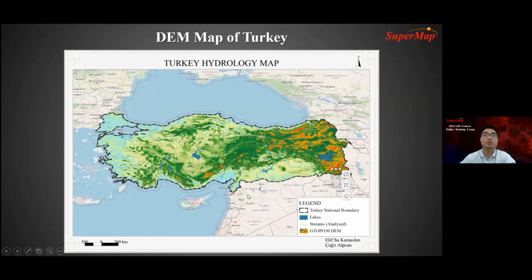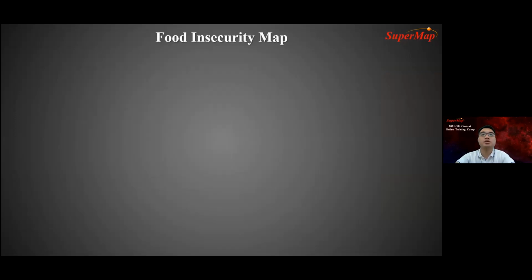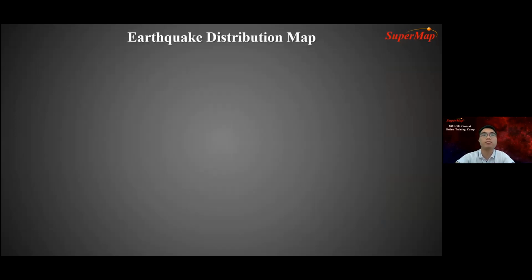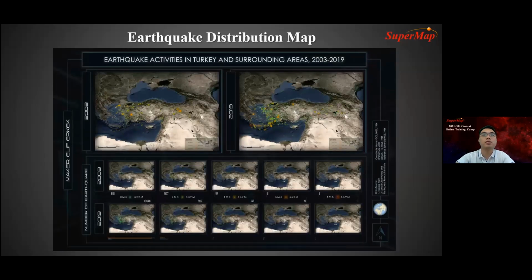And also in SuperMap iDesktop, we provide some online base maps. So you can also use the online base map. And also the flood map. And this is the earthquake distribution map of Turkey.